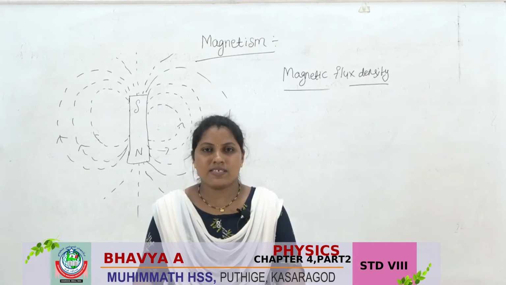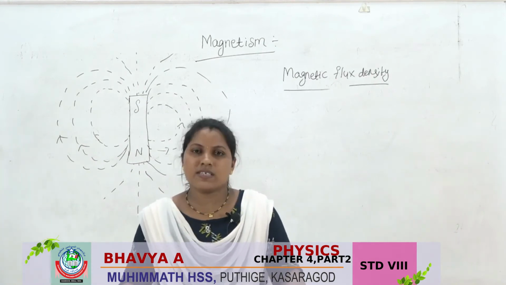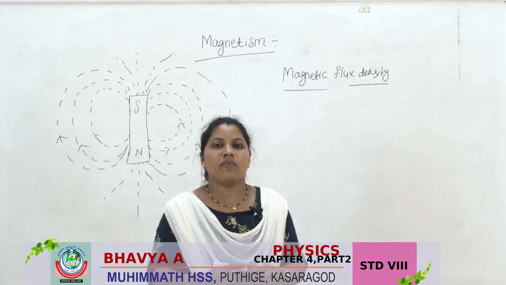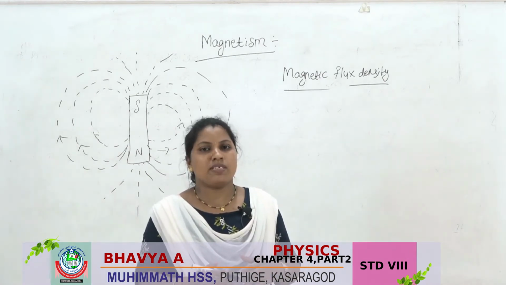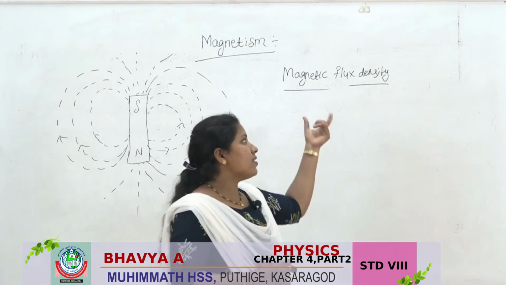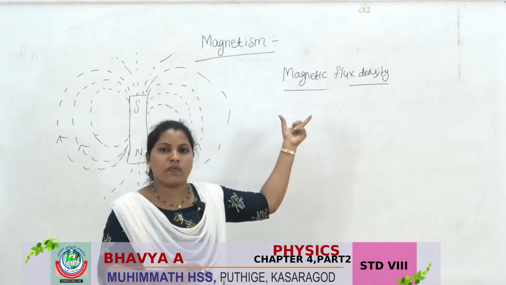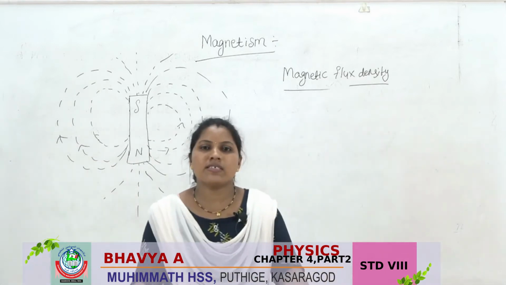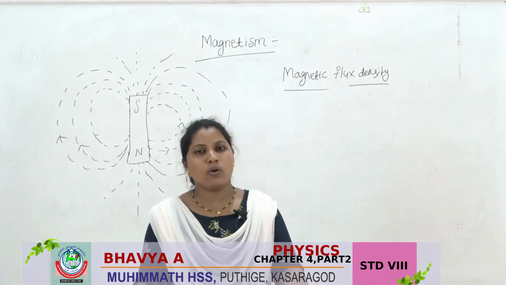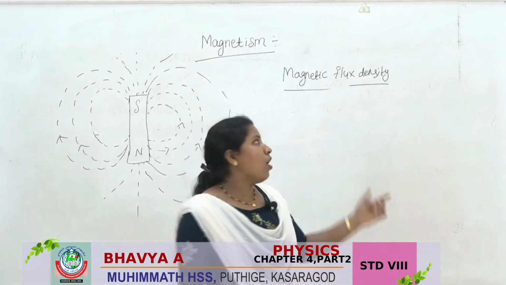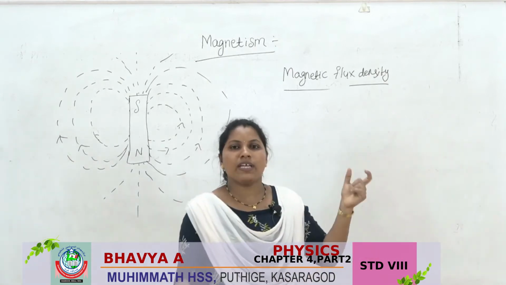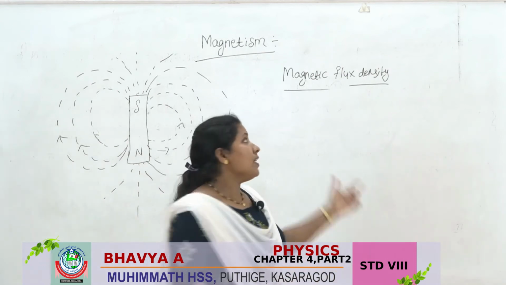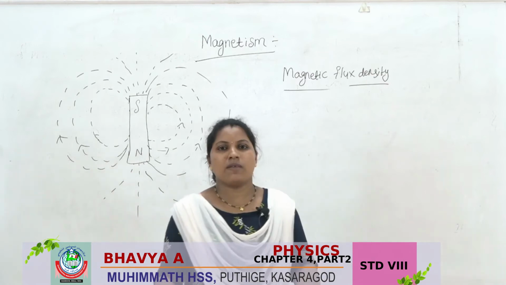Magnetic flux density. What is magnetic flux density? You know what density is. You have studied it in your first chapter, measurement and units. Density may be a new concept for you in this context, but you know how to calculate density: mass divided by volume. That is the formula of density. So what is magnetic flux density?